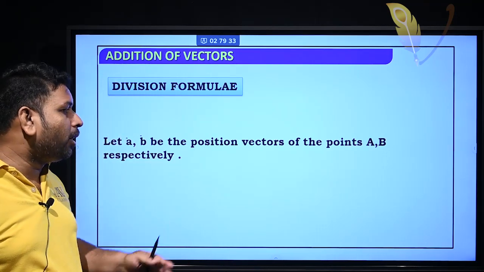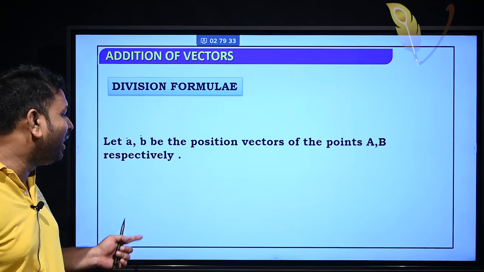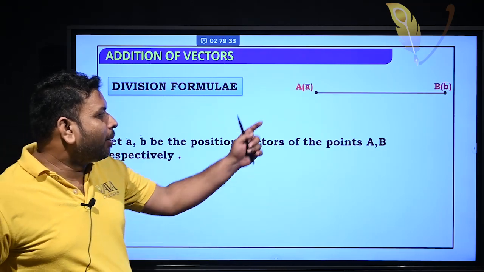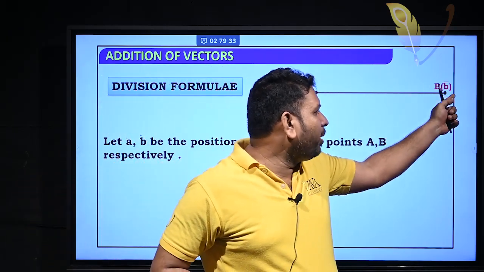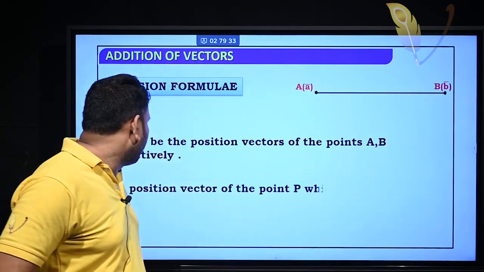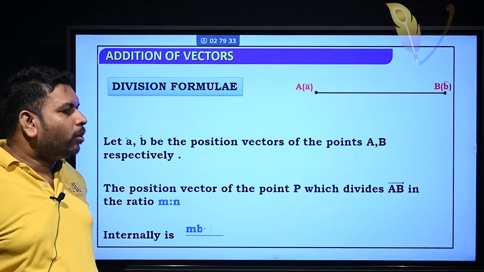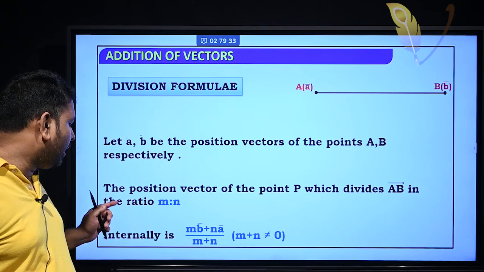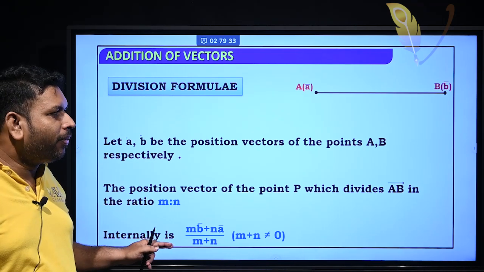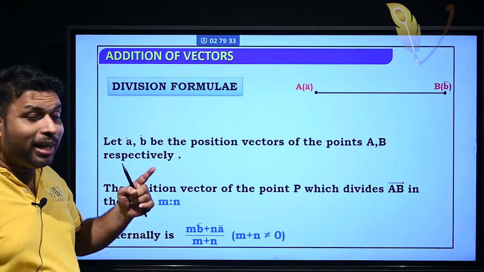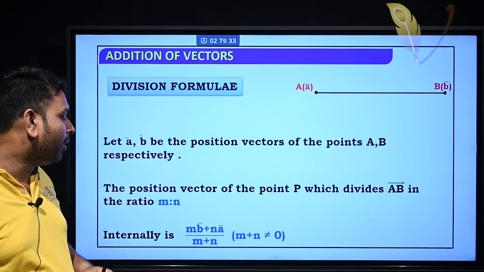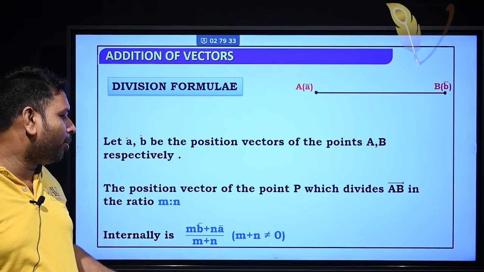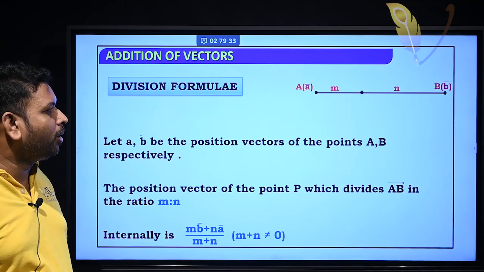Let A and B be the position vectors of the points A and B respectively. This is A, this is B, and the position vector of A is a, the position vector of B is b. The position vector of the point P, which divides AB in the ratio m is to n internally, is (mb plus na) by (m plus n), where m plus n is not equal to 0.